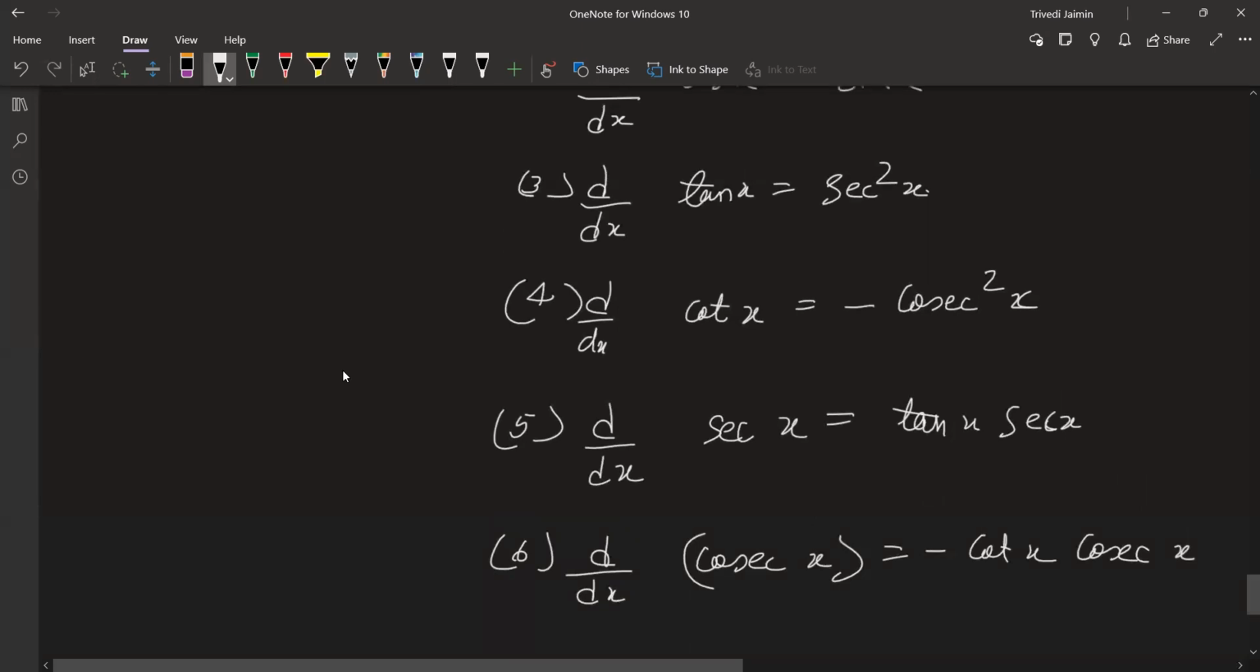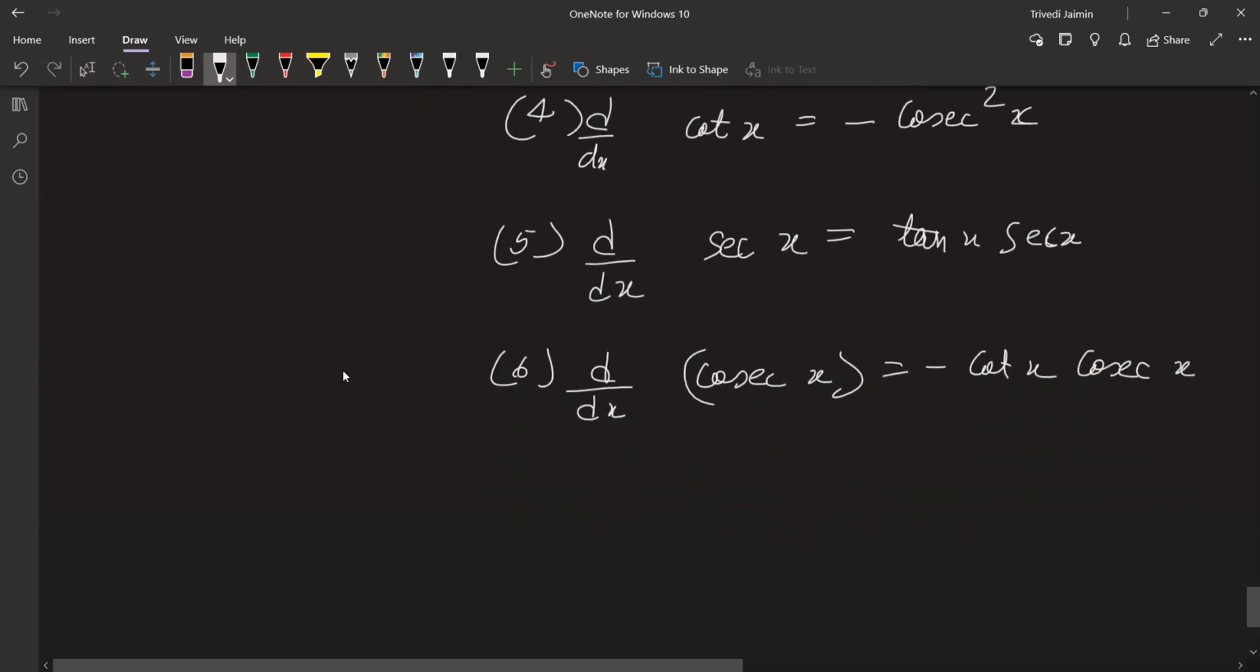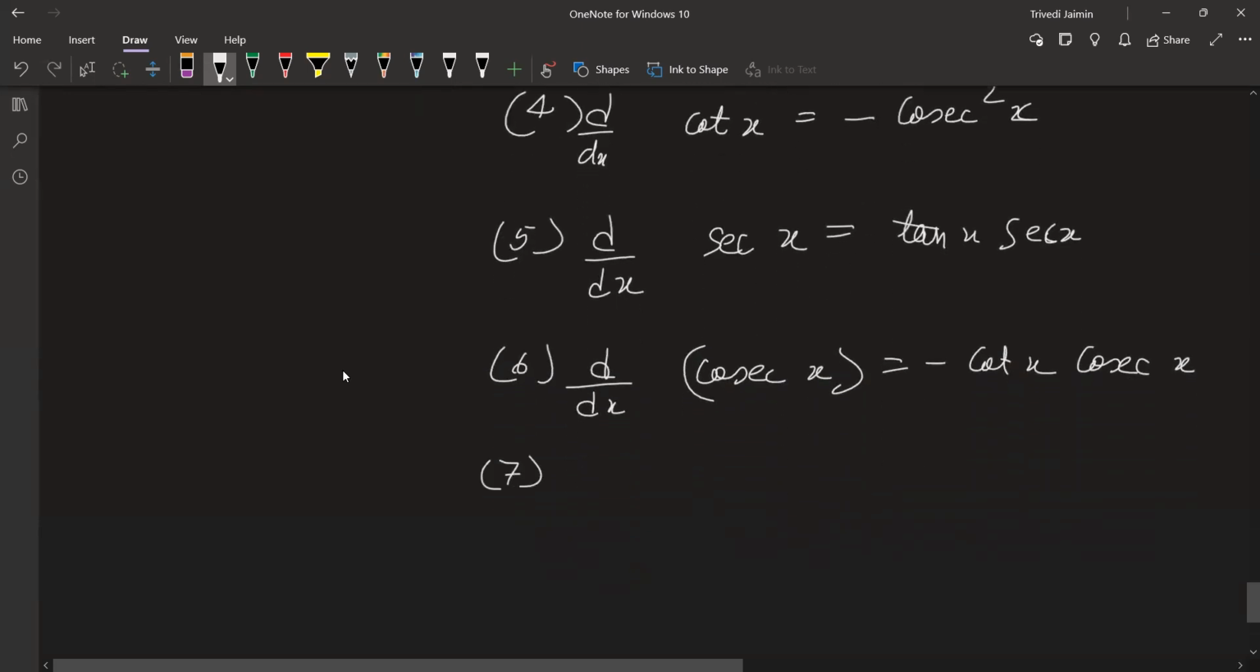Now this was the direct function, sec x. But now if we have a function within a function, like the next one... but before that, we need some standard values. Seventh, d by dx of x to the power n. Samarth, what will be the answer here? It would be n into x to the power n minus 1.